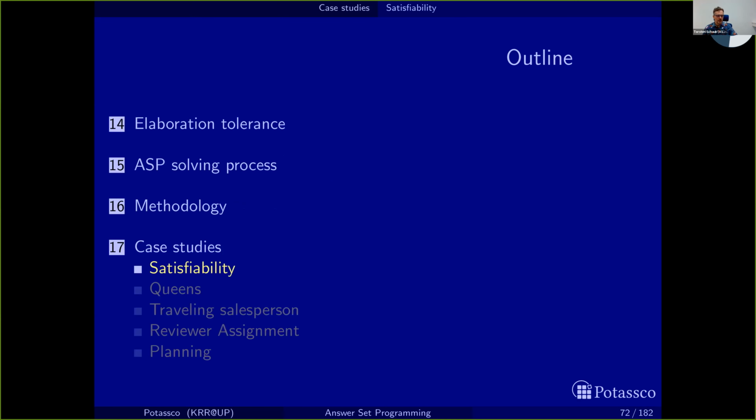So we now have four o'clock. Let's perhaps just look at the first three things. Satisfiability, just for those of you who know SAT and how you do that. Then Queens and traveling salesperson, then actually just jump to the engineering part.